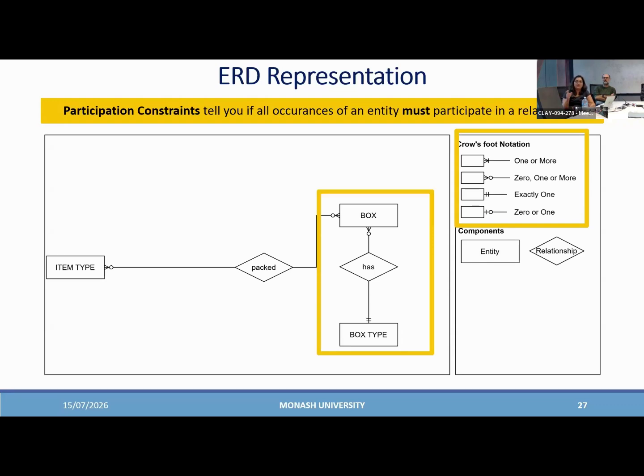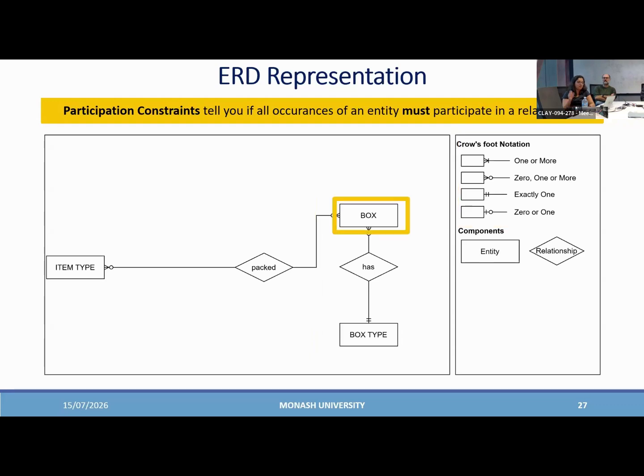What this notation means is that for one occurrence of a box, there must be exactly one box type. And for one occurrence of box type, it can be assigned to 0, 1 or more boxes.